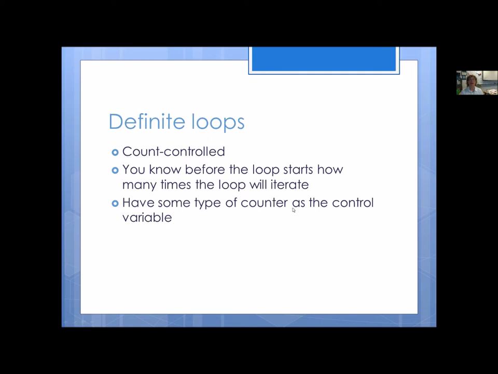Count controlled, has a counter. You know before the loop starts how many times, five times, 10 times. It's not going to be a question. You're going to know how many times. Now, you want to keep these in your notes so you can refer back to them whenever you need them. So if you haven't done this yet, go ahead and write down these three bullet points into your Cornell notes.